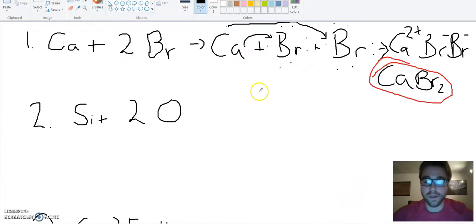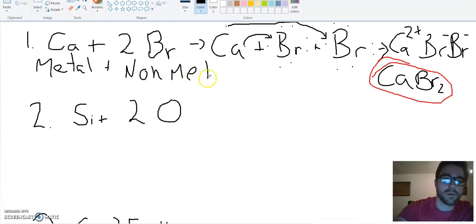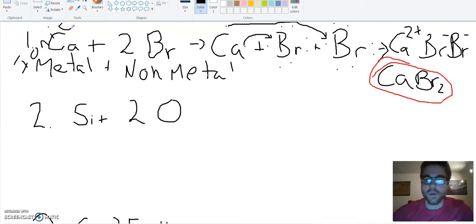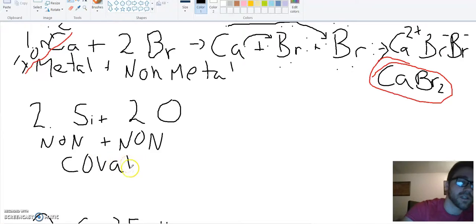This is another ionic bond because we have a metal plus a non-metal. All right, so this is ionic. Okay, so let's go on to something not ionic. Here we have silicon plus oxygen. So this is a non-metal plus a non-metal. That means it's covalent. And in covalent bonds, we share electrons.